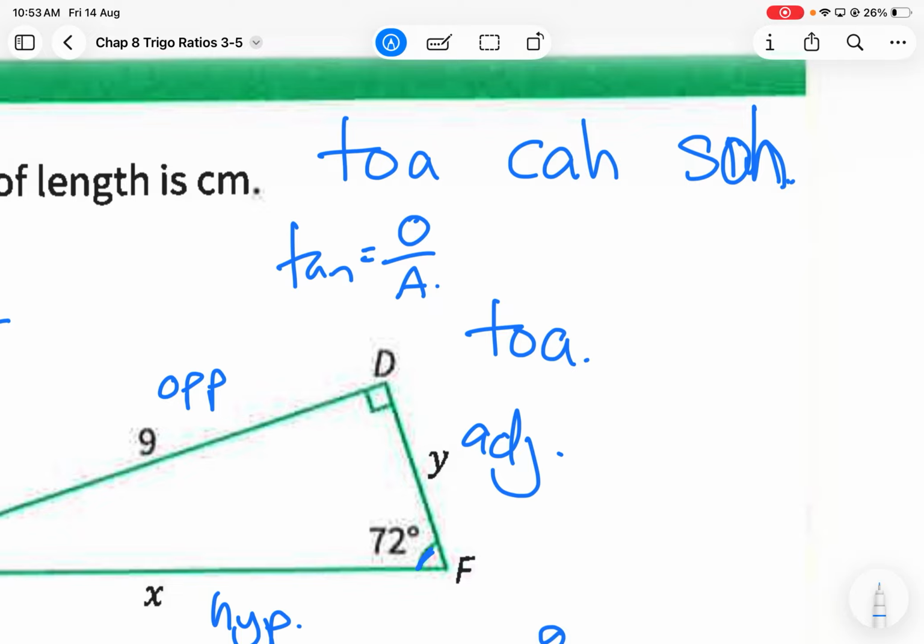CAH means adjacent over hypotenuse. Cannot be the other way round. Same for your sine. Sine must be opposite over hypotenuse. Cannot be the other way round. O followed by H, so O on top. A followed by H, so A on top. O followed by A, so O on top. Good question. I think some of you may also have this question.